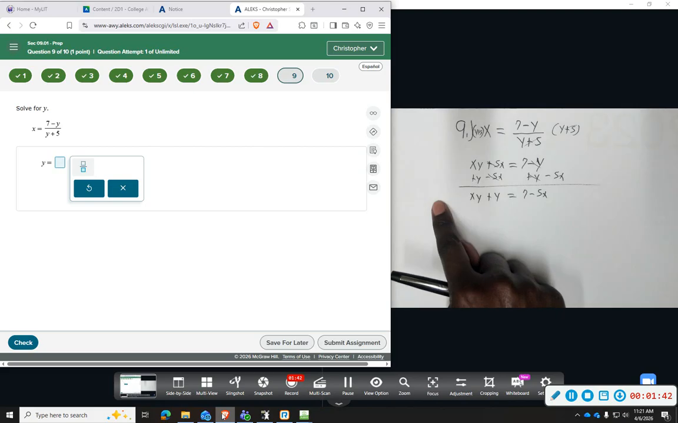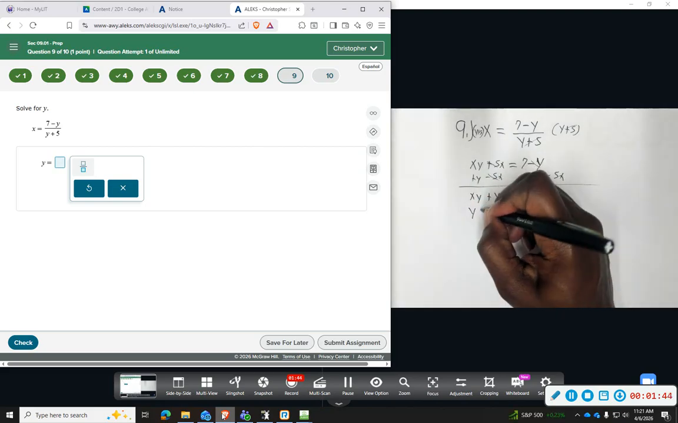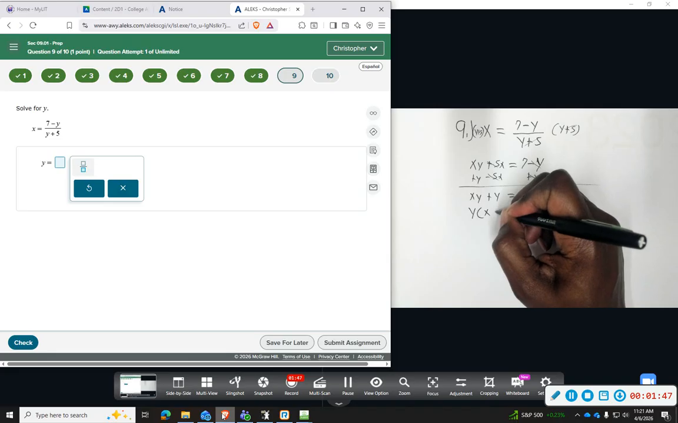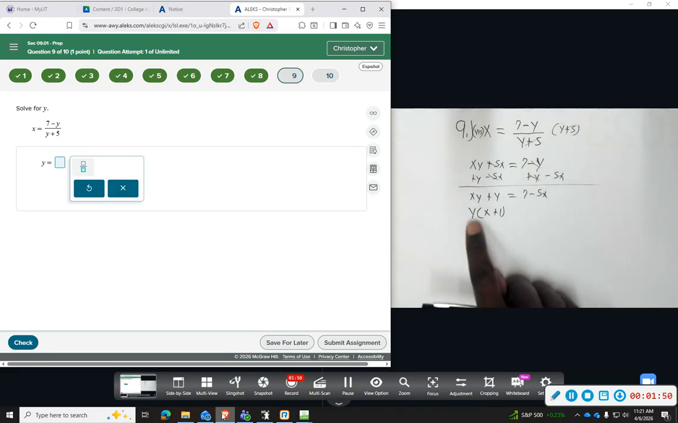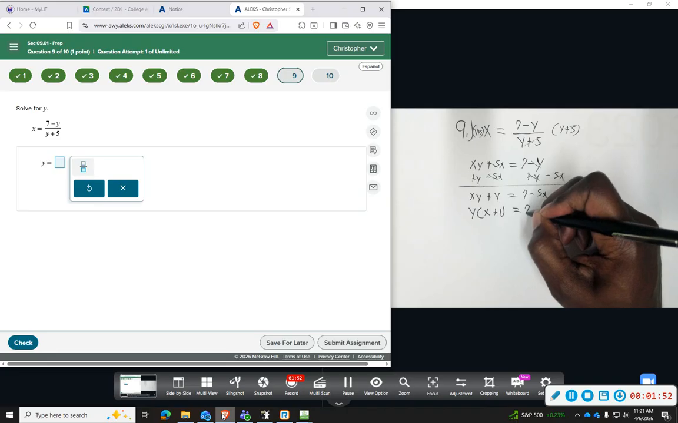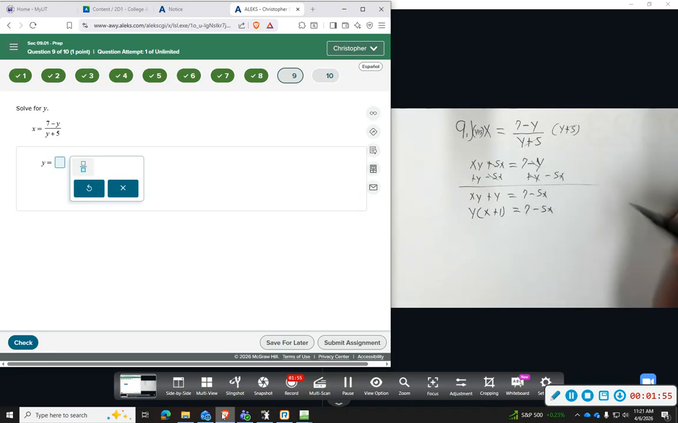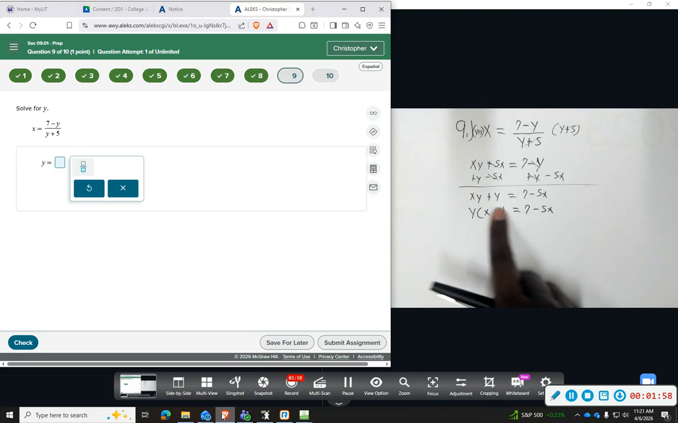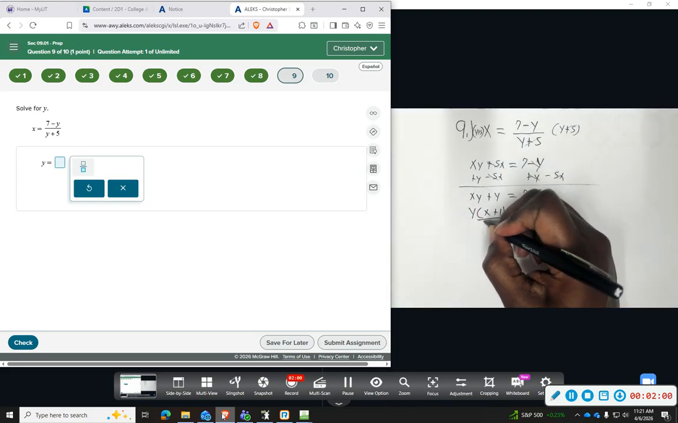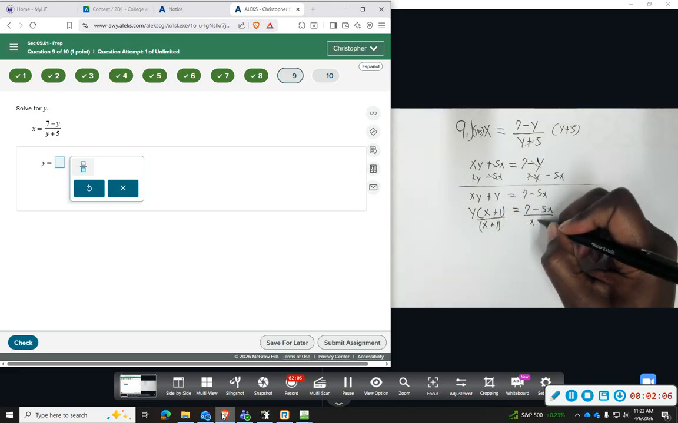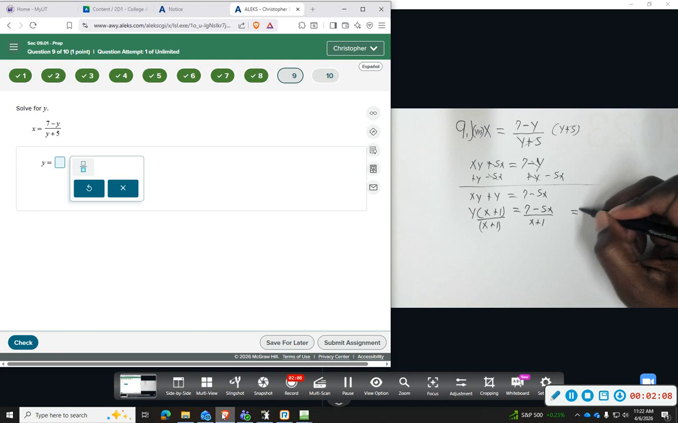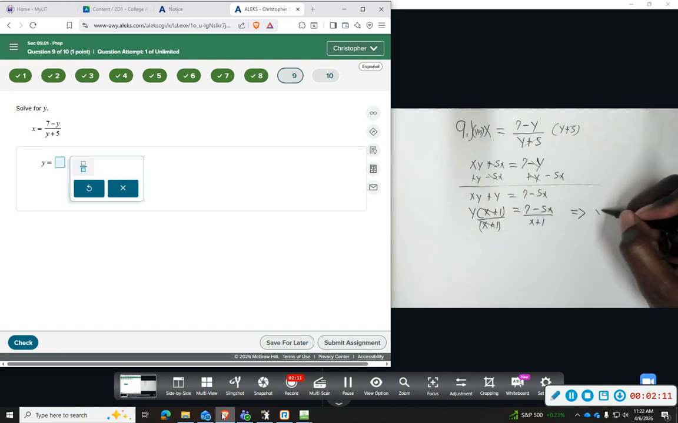I'm going to factor out the y. It's going to leave me with x plus, y divided by y is 1, and that equals 7 minus 5x, and then last thing, we're going to divide by the x plus 1 to get y by itself. And then ultimately we're left with y equals (7 minus 5x) over (x plus 1).